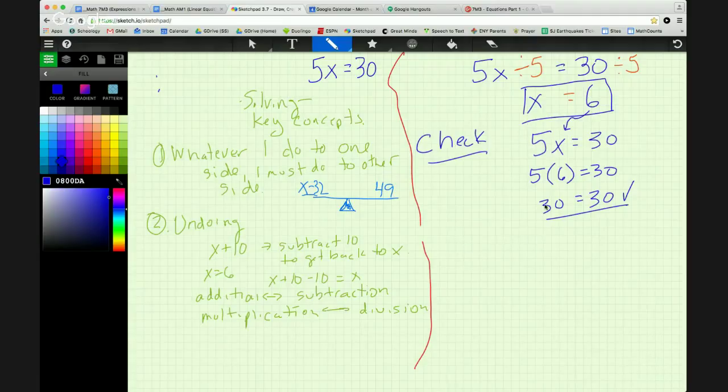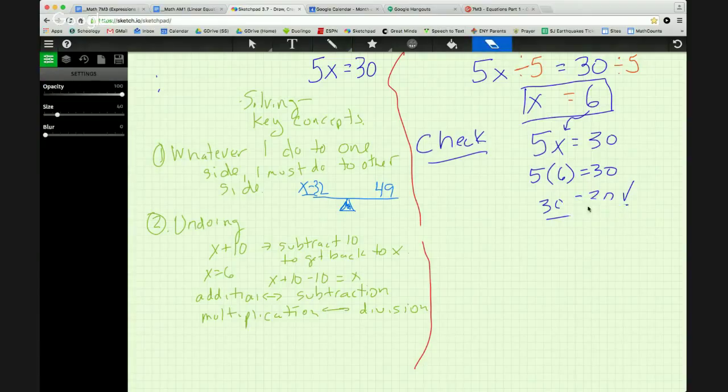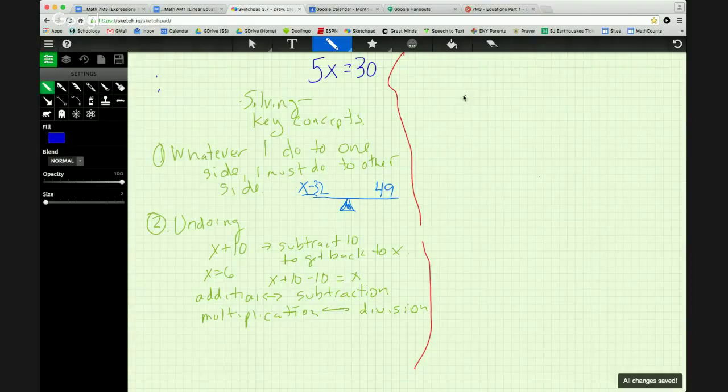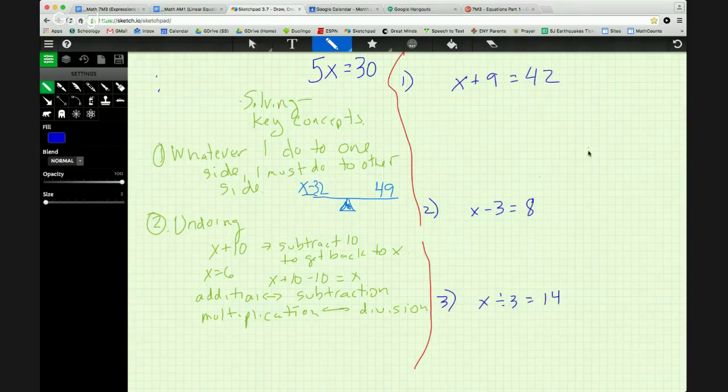So what I'd like you to do now is, let me just write down some problems here. Some one-step problems. Let's make sure you can do them. X plus 9 equals 42. X minus 3 equals 8. And x divided by 3 equals 14. Okay, pause the video, try these on your own, and then we're going to come back and we're going to solve these.